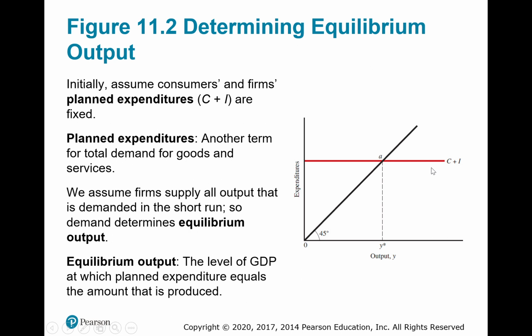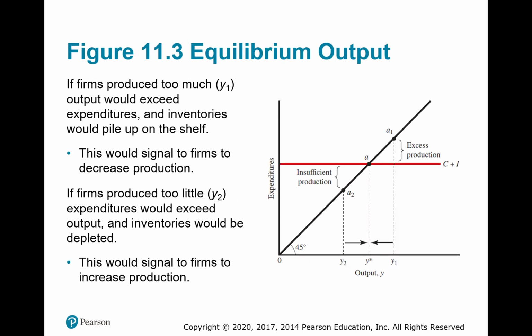All right, so the equilibrium is where A happens. And we typically see that as our GDP, where demand spent equals the supply provided. All right, so if firms produce too much, output's going to exceed expenditures and inventory is going to pile up. Basically, we've seen this before.